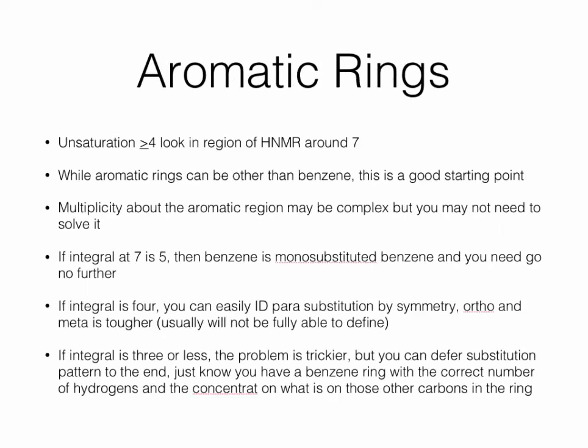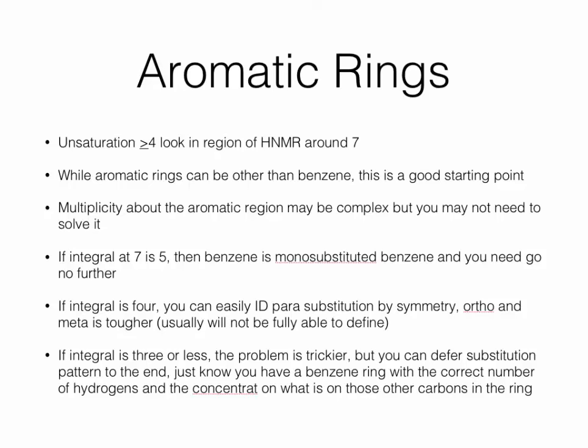And that would require a good peak at the region around 7, because that's where aromatic rings come. So if you have a degree of unsaturation of 4 or more and you have peaks in the region around 7, you might draw a benzene ring. There are other aromatic systems besides benzene rings, but that's a good place to get started.